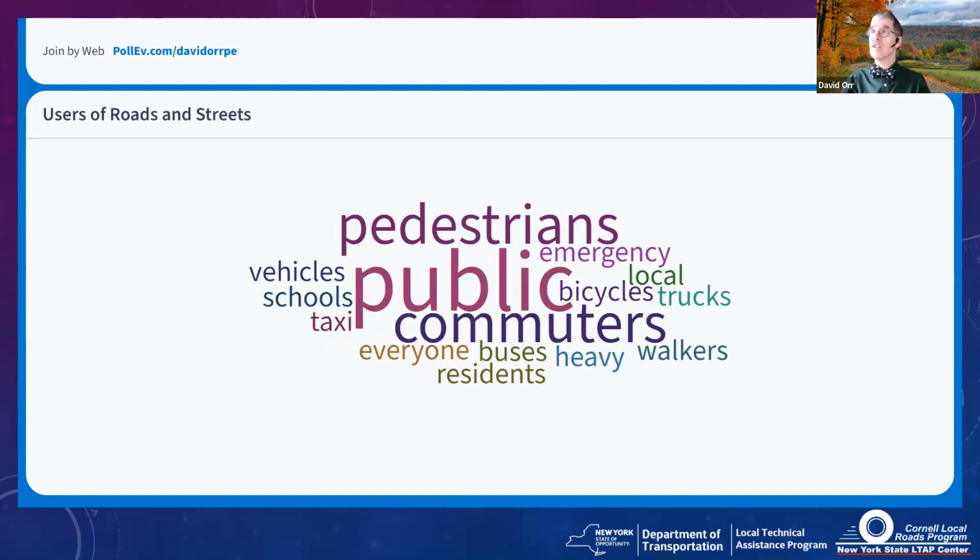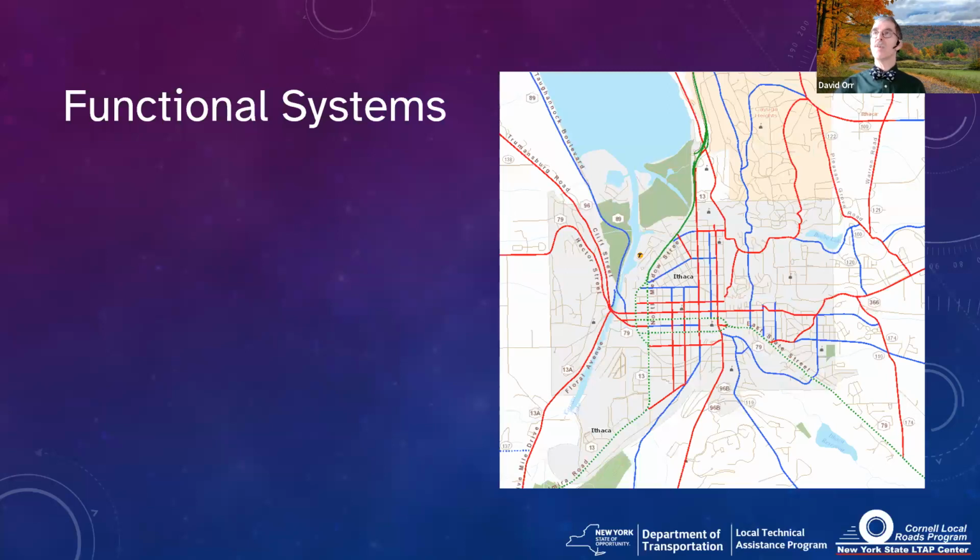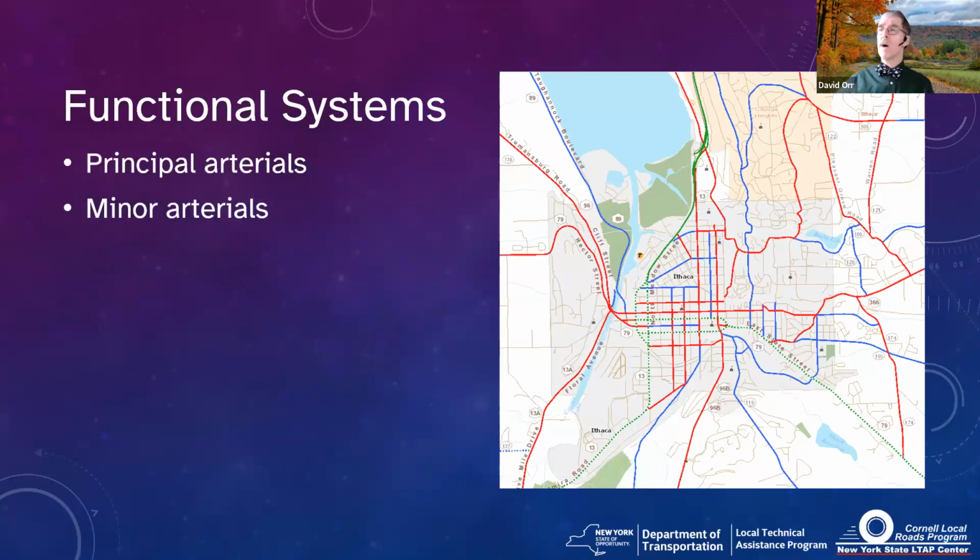You got emergency vehicles, which could be everything from an ambulance to a fire truck. You've got the snowplow, of course. So you got to think about all the users. And one of the ways we deal with this to help classify things is we break the system down into a functional classification. The functional classification that's typically used deals with principal arterials, minor arterials, collectors, and local roads. That's what most people think about.